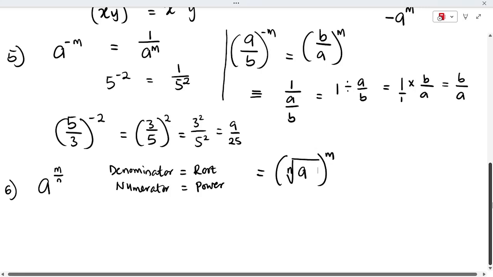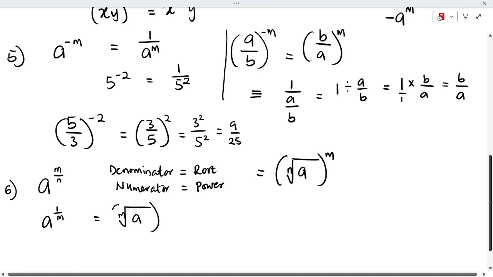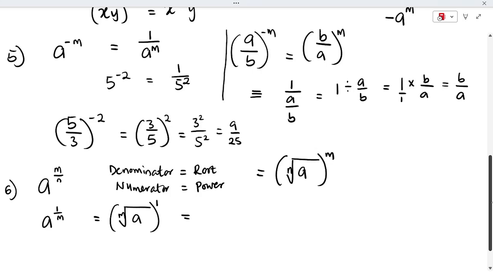Again, a variation of this is when you have 1 over m. Let's just take the variation before we have an example. You have a raised to power 1 over m. And people will tell you it just becomes the m-th root of a. Well, what is the reason? Remember, fractional index, the denominator becomes a root. So you have the m-th root of a raised to the power of the numerator, which is 1. And you already know anything raised to power 1 is the same thing. So it is practically the m-th root of a. So you can see both of them are variations of each other.